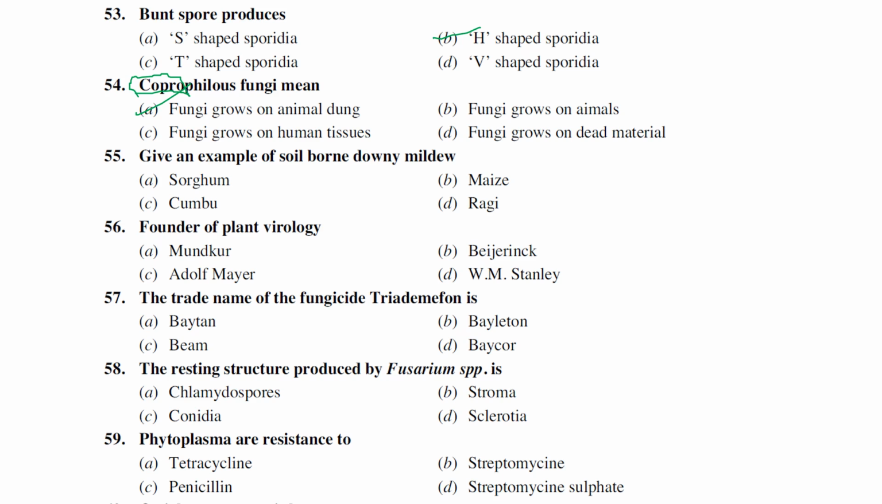So the next one is give an example of soil-borne downy mildew. So the best example for soil-borne downy mildew is Kambu downy mildew. Here I have given sorghum, maize, Kambu and ragi. The best example is Kambu downy mildew, which is an example of soil-borne downy mildew.